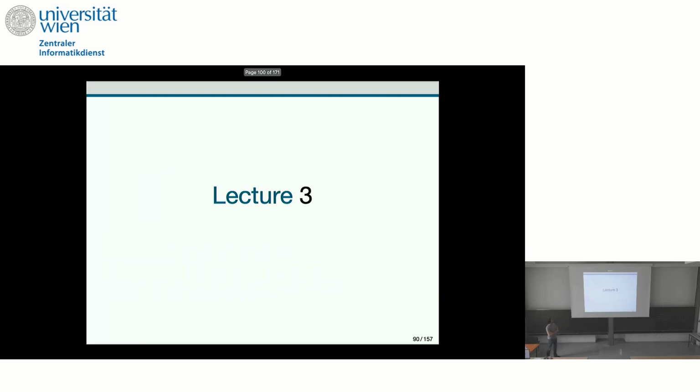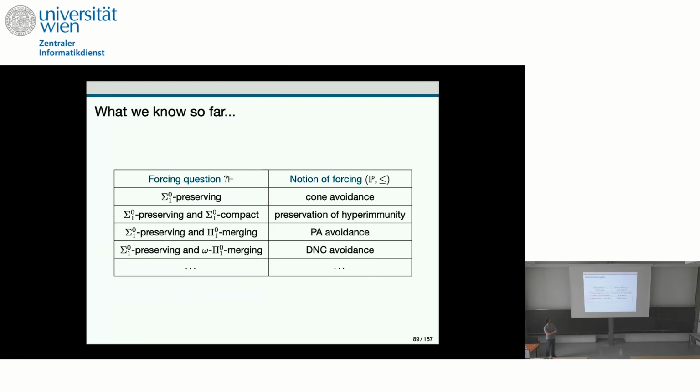Actually, we saw that there was a correspondence with having a nice definitional property, in the sense that if you decide a sigma 0,1 property, then your question is sigma 0,1. This is sufficient to obtain cone avoidance. Then, with a little bit of compactness, you obtain preservation of hyperimmunity. And we have various combinations of independent questions which yield PA avoidance or DNC avoidance.